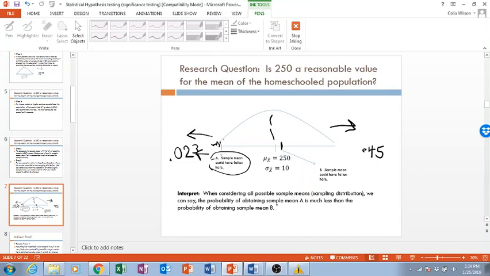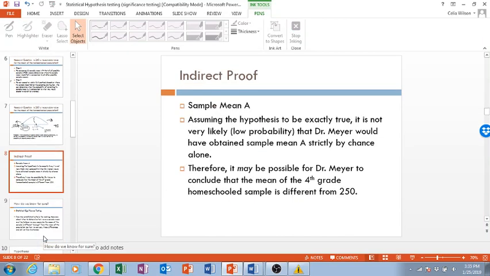And so we're asking ourselves, what's the probability he would have gotten sample mean B if his hypothesis is true? It's 45%. What's the probability he would have gotten sample mean A if his hypothesis is true, which says this? It's really small. Okay, and that's when we're going to get into this indirect proof.